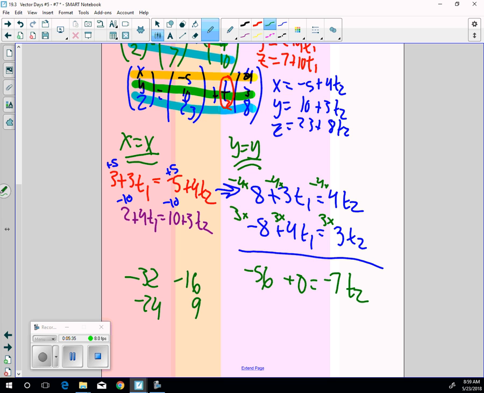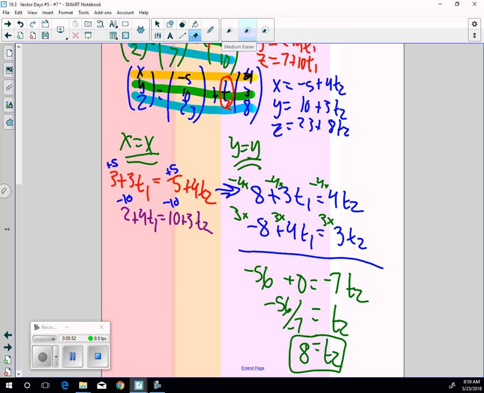T2. So then you're going to get T2 is negative 56 over negative 7, and I get T2 equal to 8. So if T2 is 8, now we can find T1. You don't need to, but let's say we did.